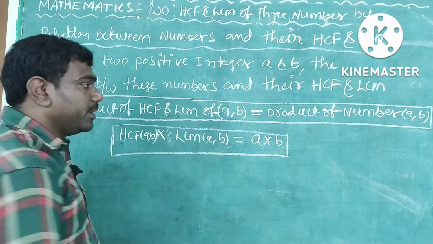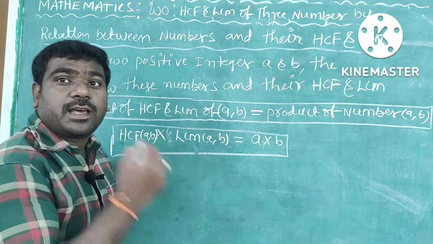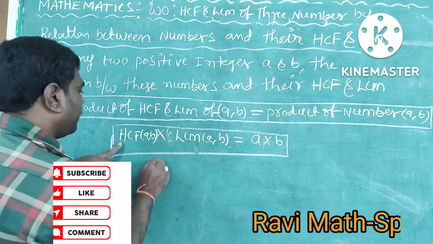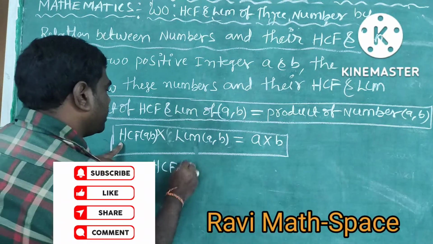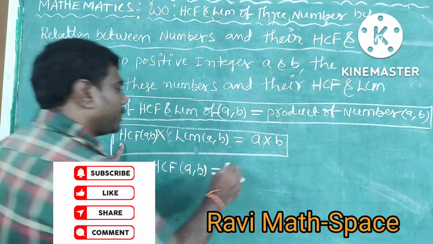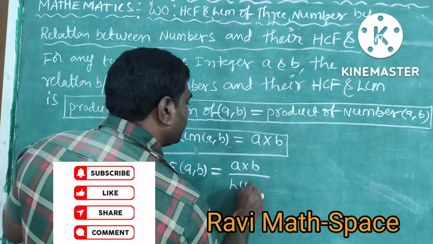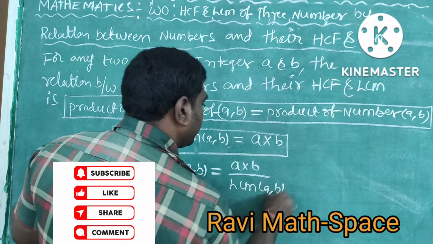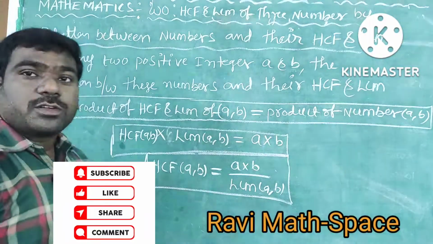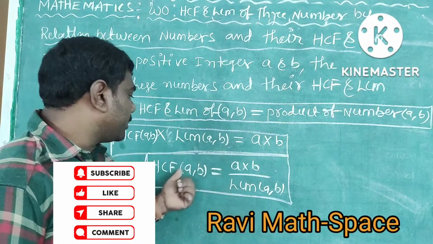Suppose in the question they give two numbers and the LCM, and we have to find the HCF. How to find it? By using this relation, we can write HCF is equal to the product of the two numbers divided by the LCM of the two numbers. This is the first relation to find the HCF if the question mentions the two numbers as well as the LCM. Like this we can find it out.